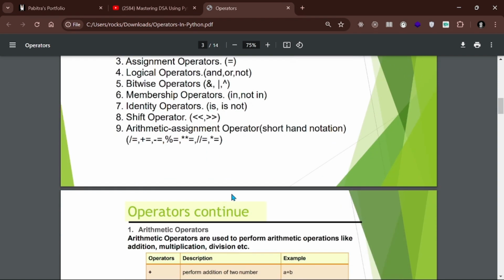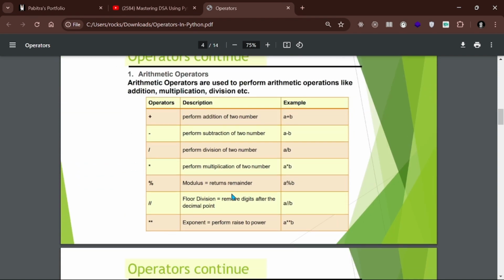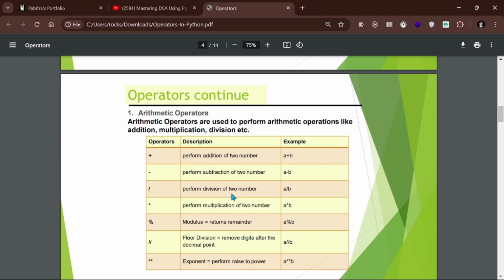Okay, so here we have arithmetic operators. Let's start with the basics. Arithmetic operators are used to perform arithmetic operations like addition, multiplication, division, subtraction, and many more.